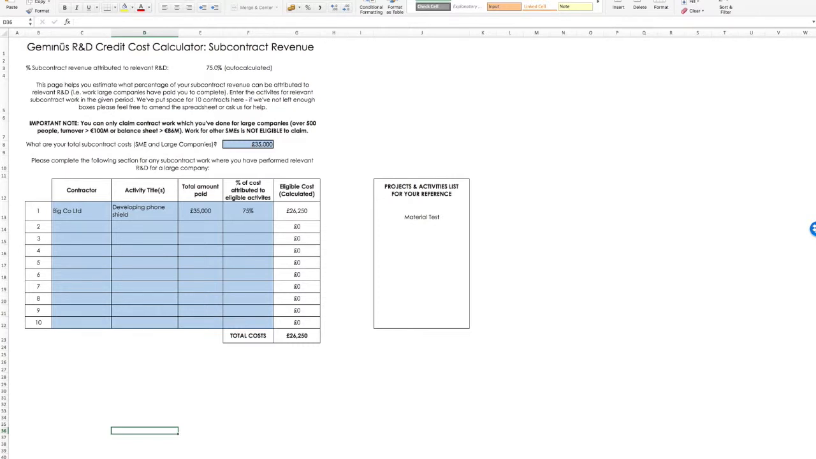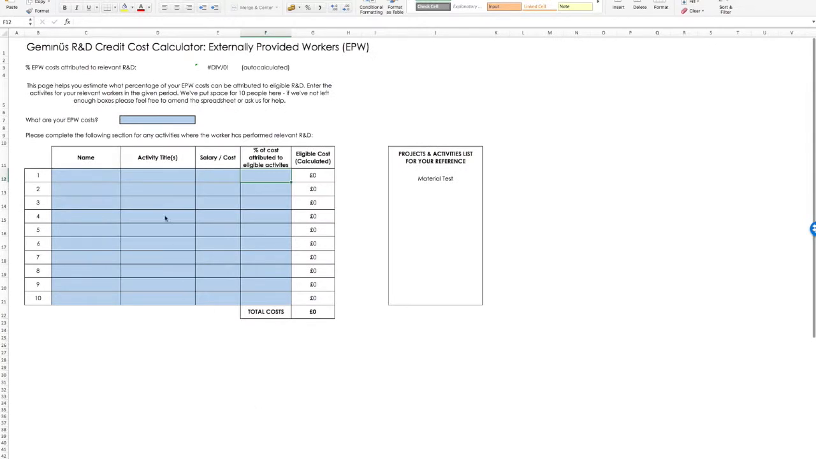If they define the technical problem, it's their claim. If they don't define the technical problem, if you define it, it's your claim. Complicated area. Thank you for bearing with me on that. We'll now move on to the next section, externally provided workers.